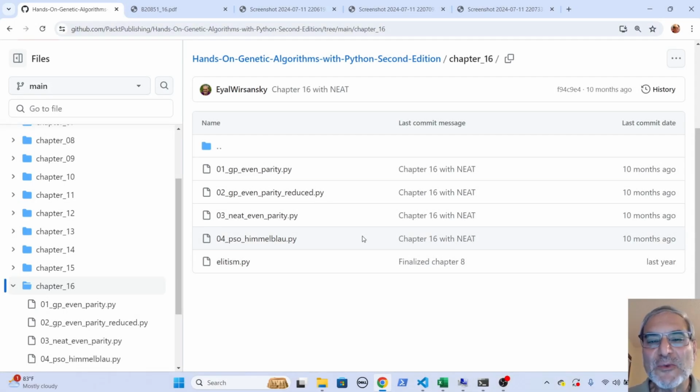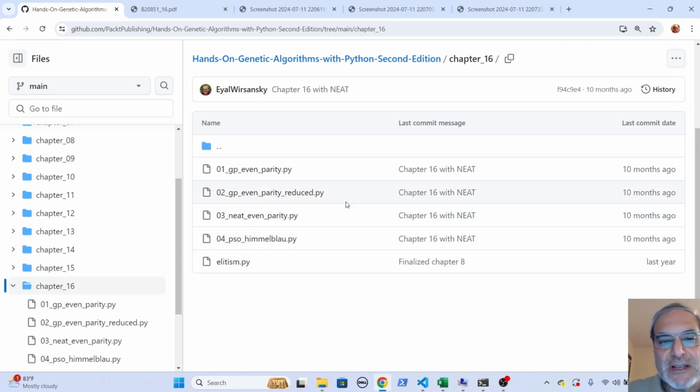Hello again, and we are now in chapter 16, which is the last chapter of the book, and it describes several other biologically inspired techniques, some of them related to the genetic algorithms in this way or another. We are going to quickly go over them. We will start with genetic programming.